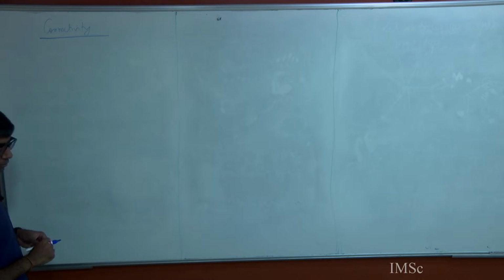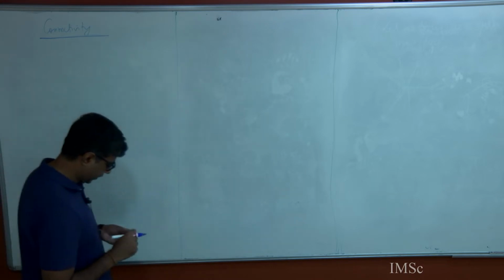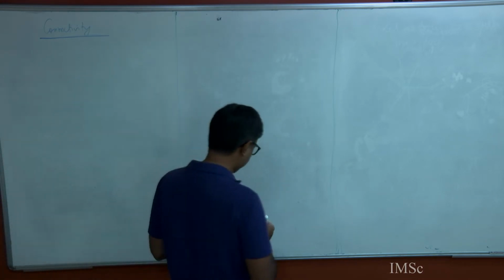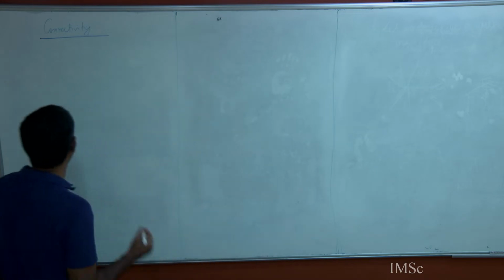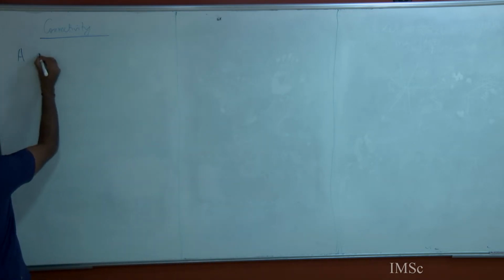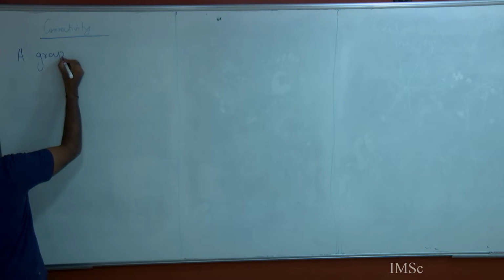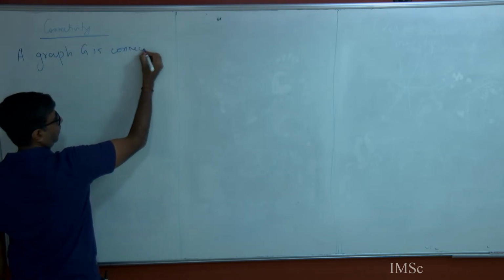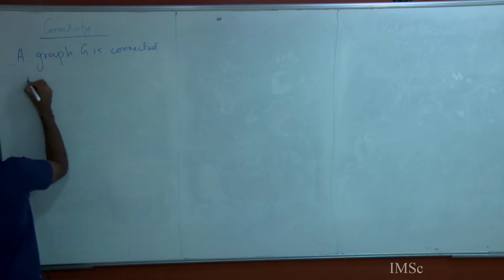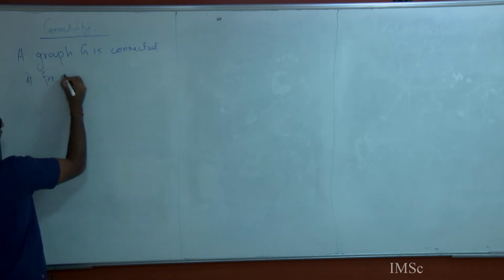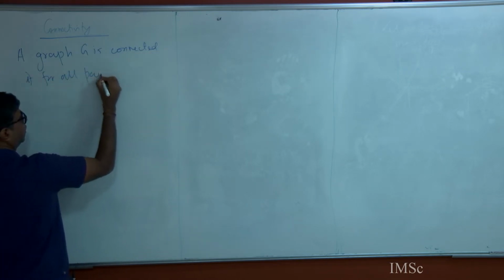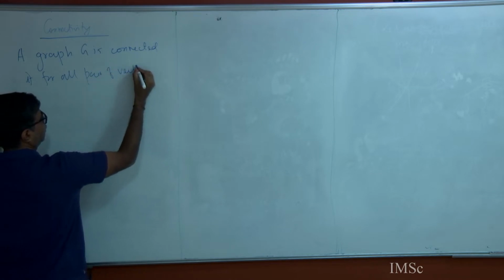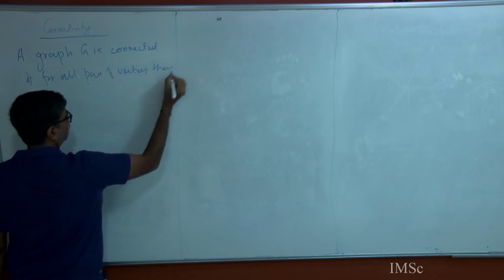So we'll be talking about connectivity. So what is connected? We introduced paths in the last class. So basically, a graph G is connected if for all pairs of vertices there exists a path.